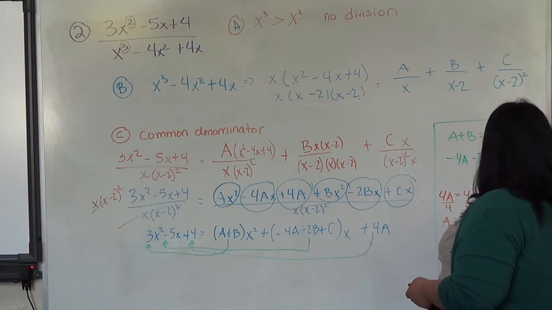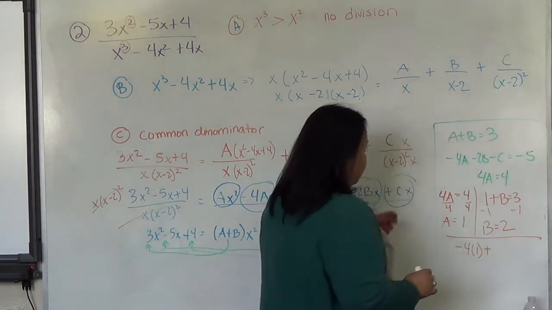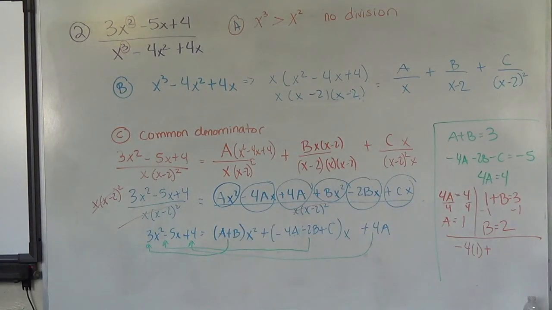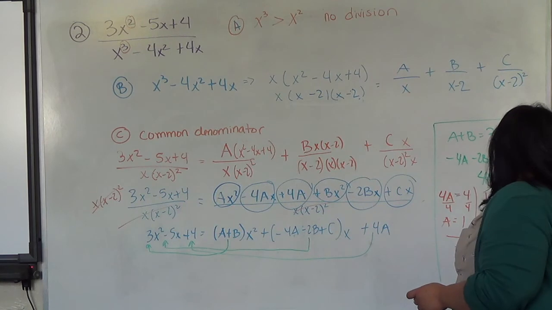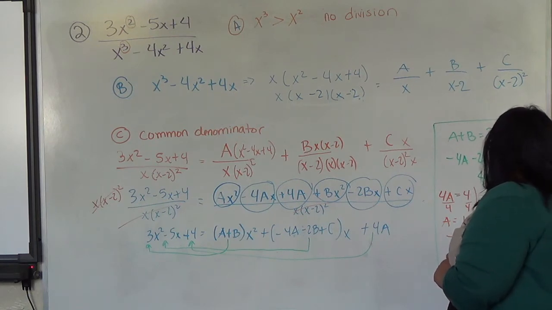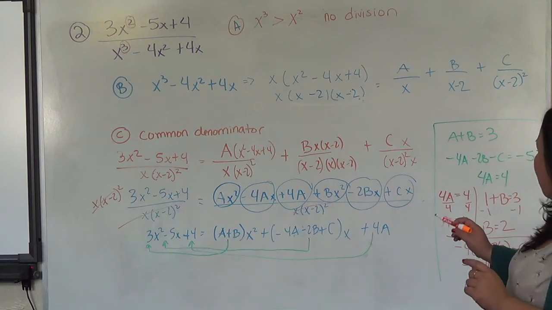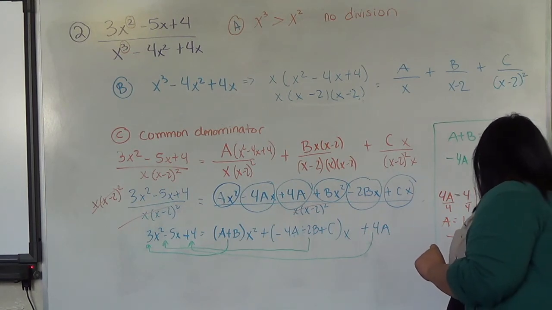And then finally, our last one is negative 4 times 1, minus 2 times 2, plus c equals negative 5. Negative 4 times 1 is negative 4, minus 4 is negative 8, plus c equals negative 5. Add 8 to both sides. So c equals 3.